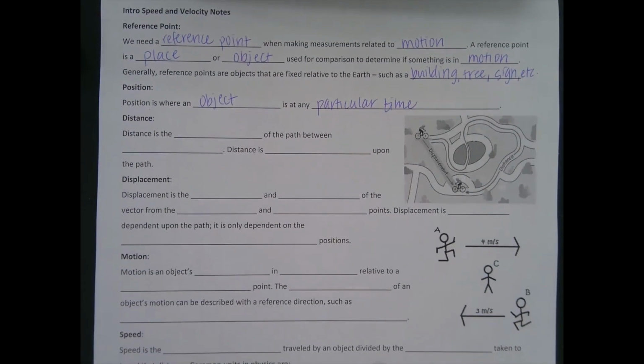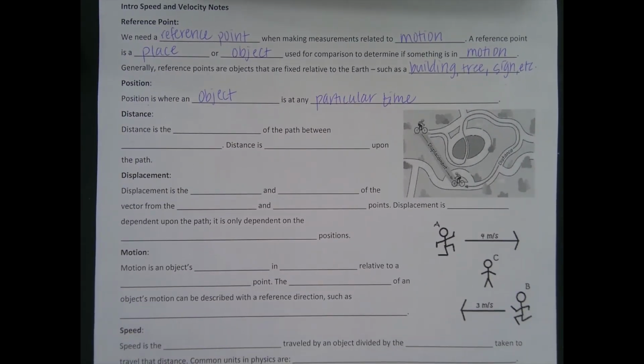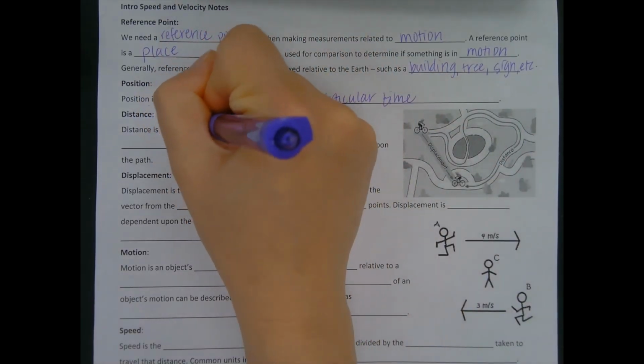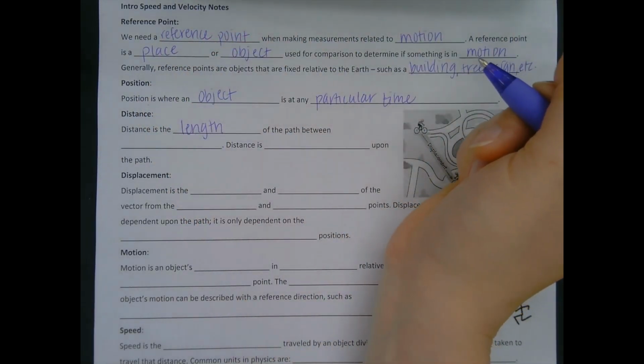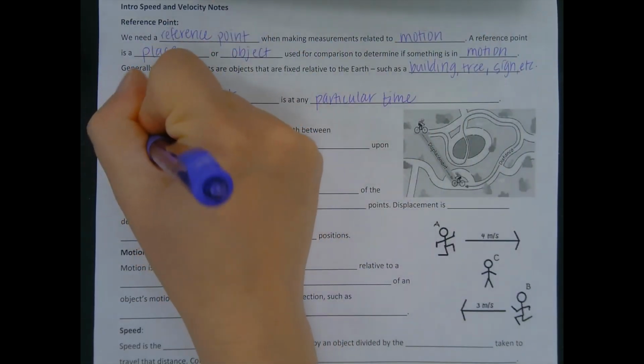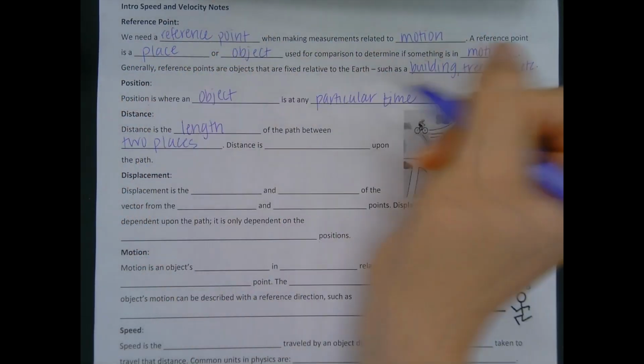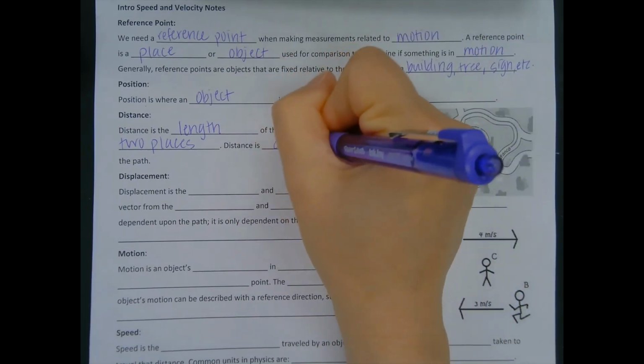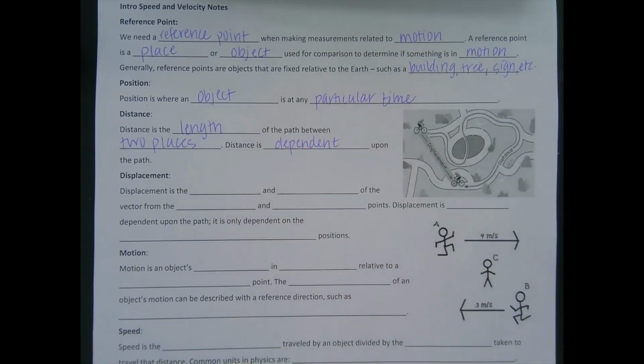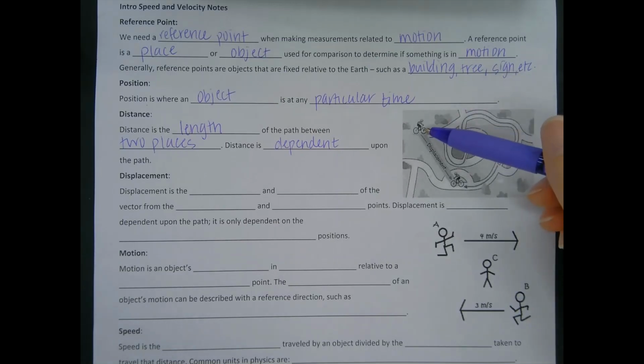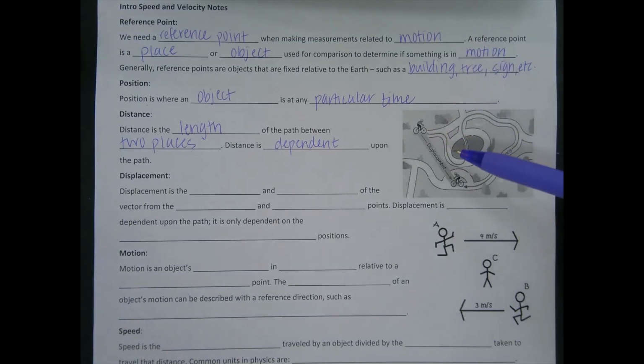Distance and displacement seem very similar, but they actually have slightly different meanings. Distance is the length of the path between two places, and distance is dependent upon that path. So if we look at this picture, this person riding a bike is traveling on this path. The distance is how long they actually took from here to here traveling on this path.